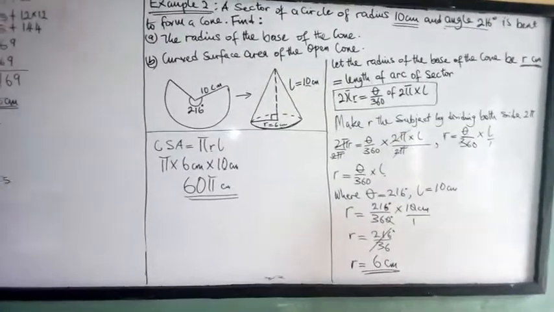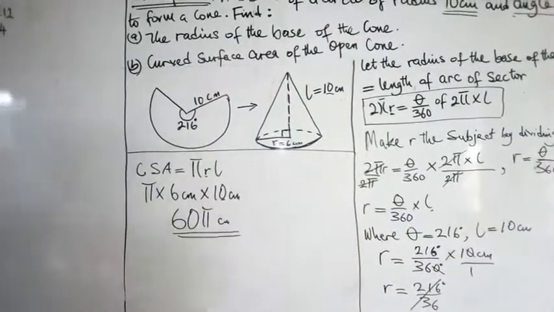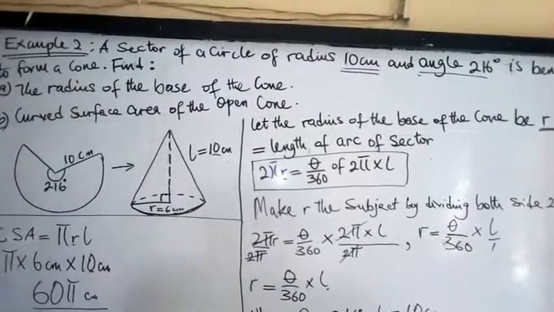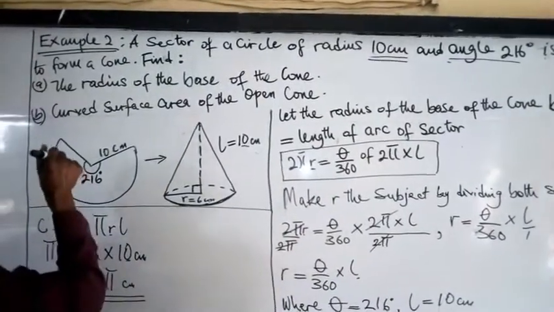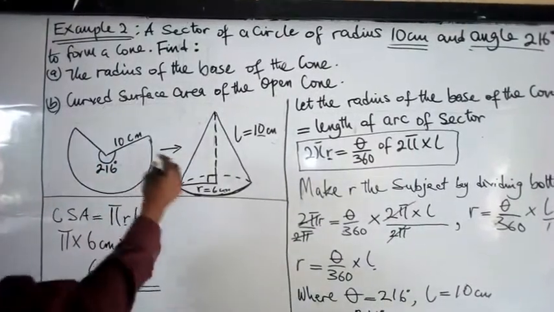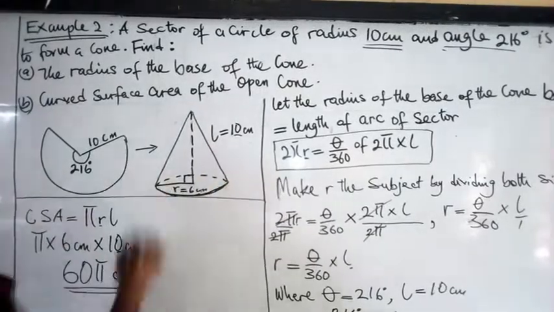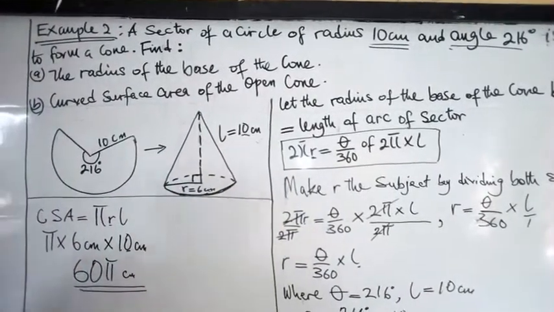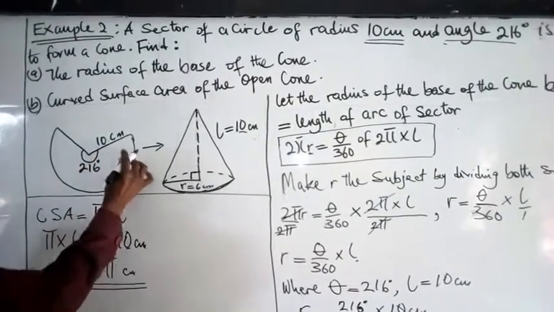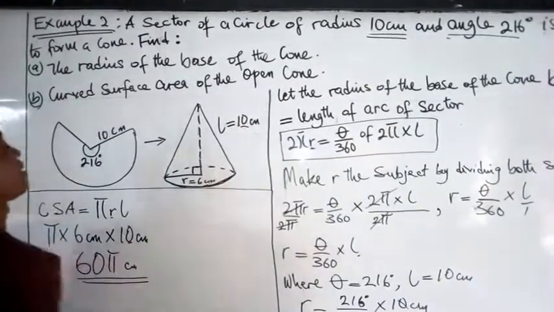We have to get you to go out for a break, but the radius of the sector of the circle, when folded, eventually becomes the slant height. We will talk about that when we get to another example. The radius of this circle, after folding this circle, has become the slant height.